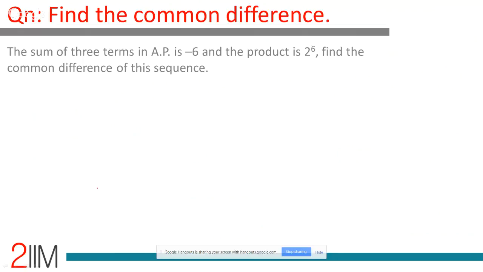Sum of 3 terms is -6. If the sum of 3 terms in AP is given, don't assume them as a, a plus d, a plus 2d. Assume them as b minus d, b, b plus d. Then the sum is 3b, which is -6, or b is -2.